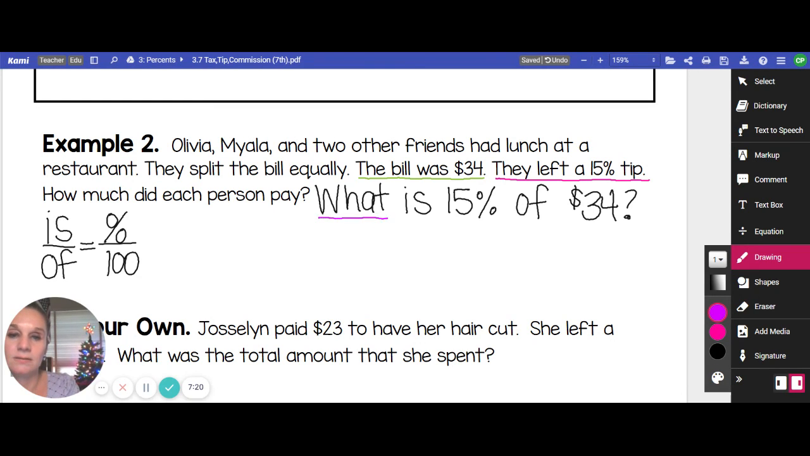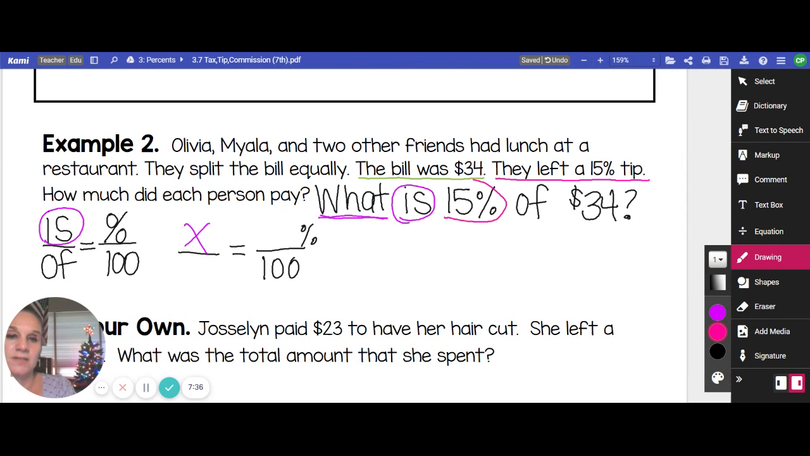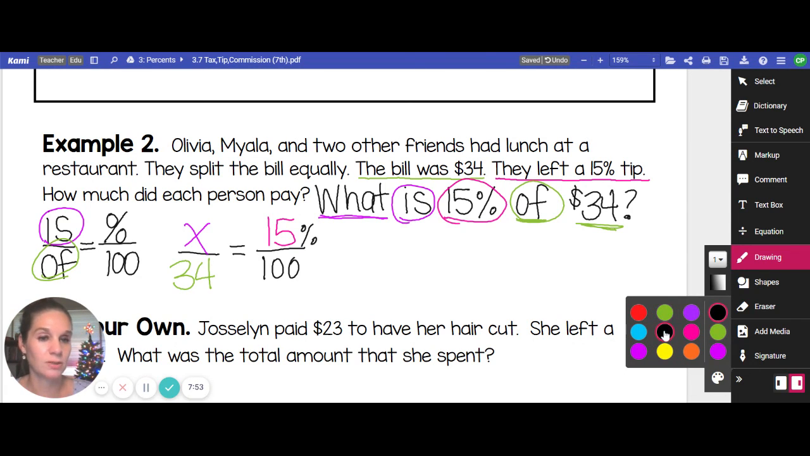So what is, oh, and I didn't set up my proportion. There we go. So what is, here's our is, so I'm going to put what, and that's going to go right here. I'm going to call it X. 15 is my percent. And then of 34, so my of is 34. And I'm really going to have to zoom in to solve this because I wrote way too big.